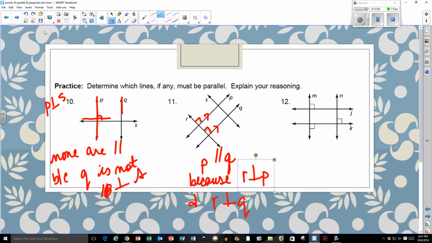And then we got this one over here, which they give me that this is 90 and this is 90. Well, if this is 90, so is this. So that makes these two corresponding. So J is parallel to K. And then since this is 90 and this is 90, those two are corresponding. And M is parallel to N.